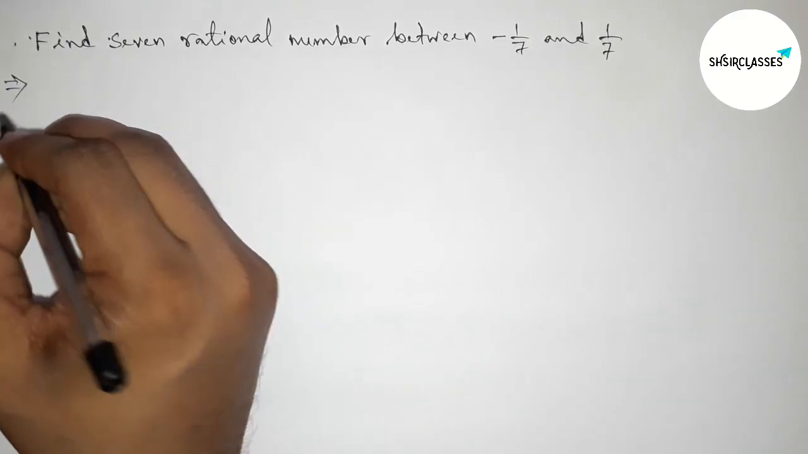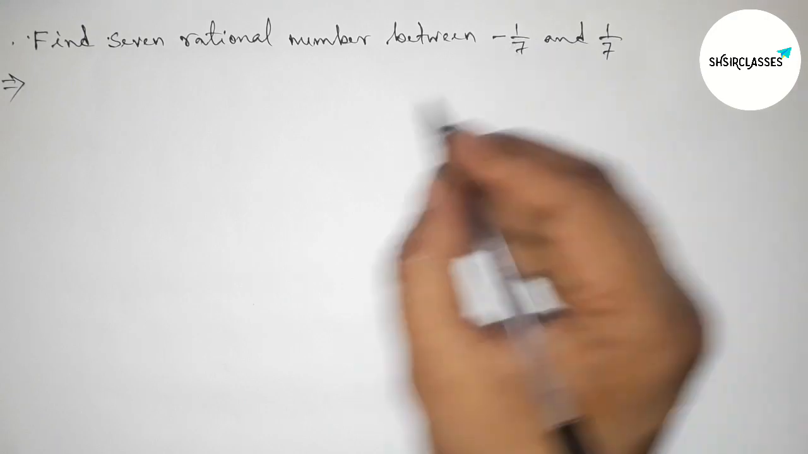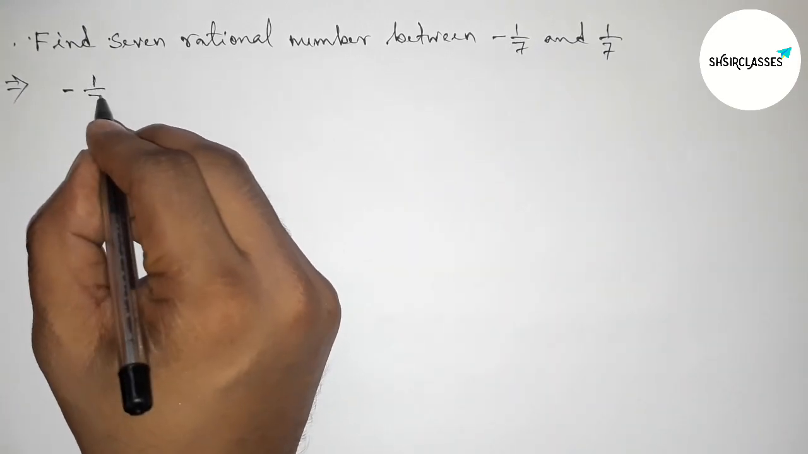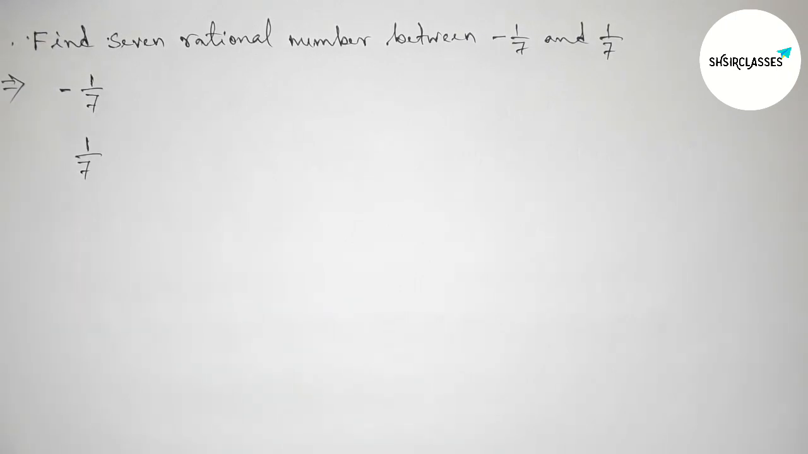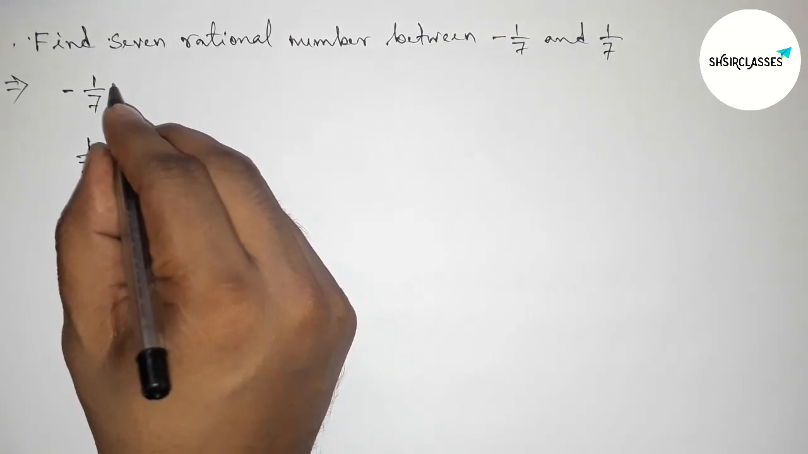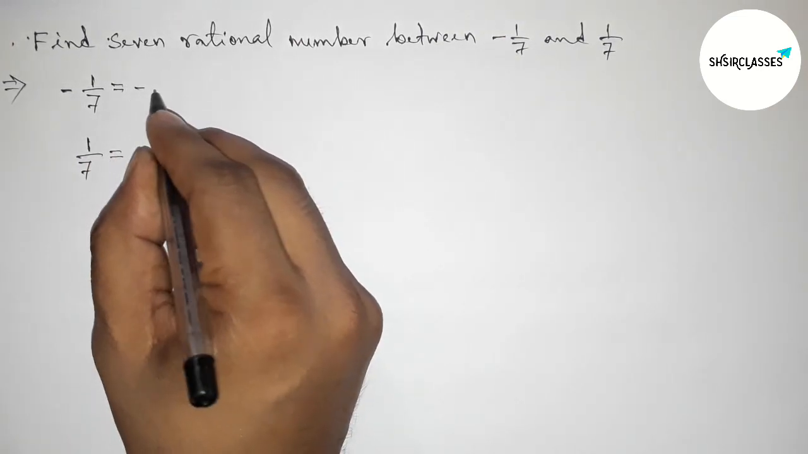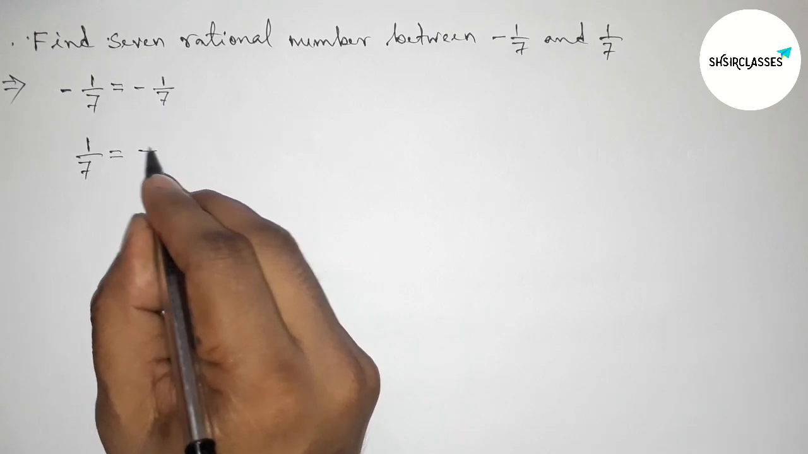First of all, let us solve this problem. Here the first given rational number is minus 1 by 7 and the second one is 1 by 7. Here both the denominators are equal. So now doing some important calculation here.